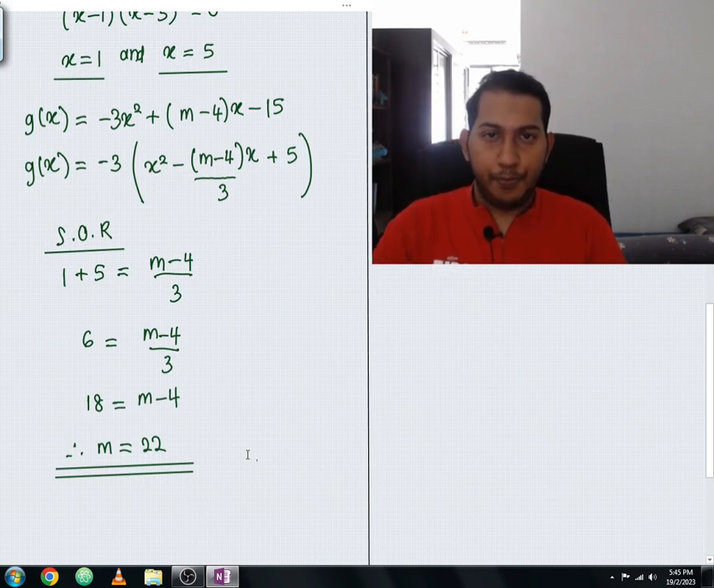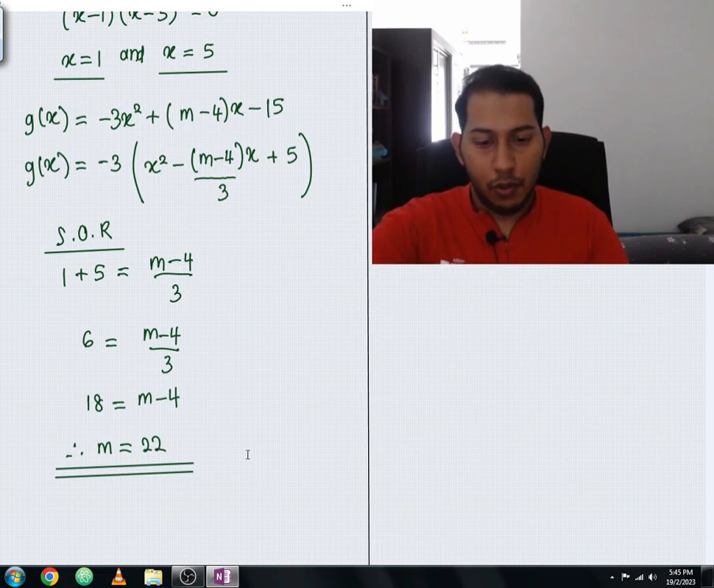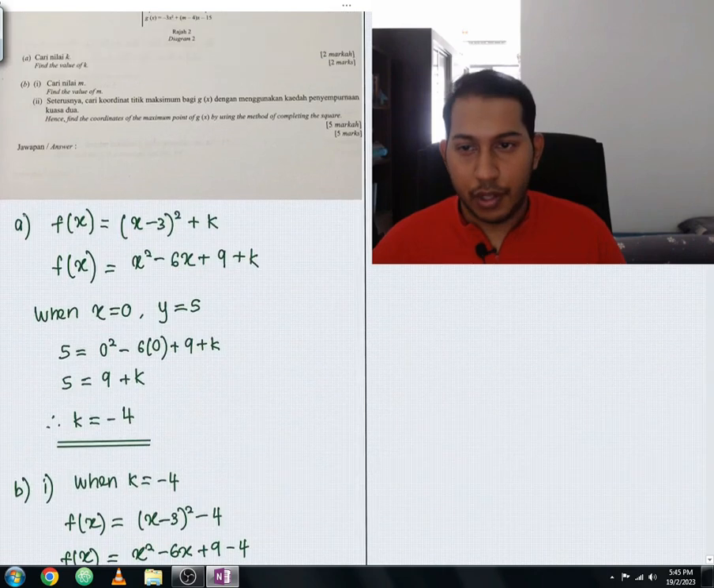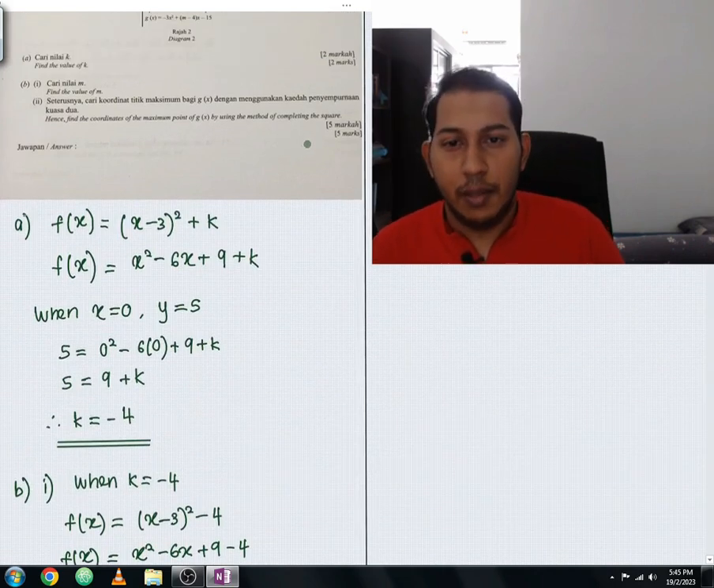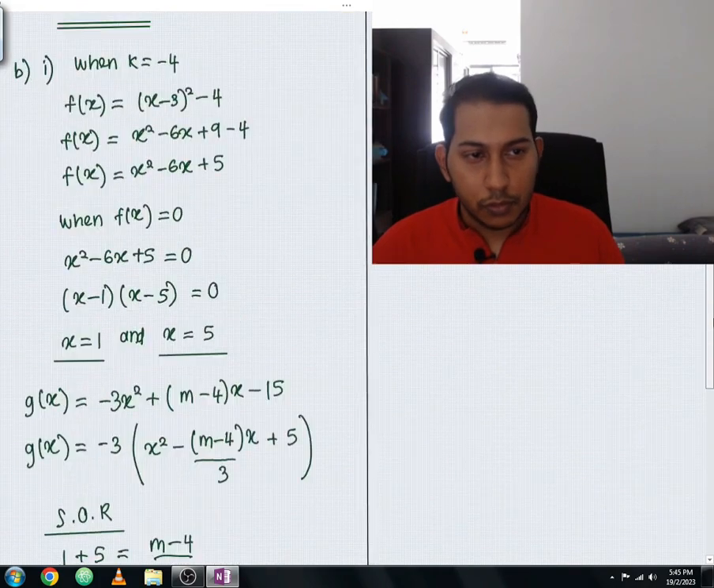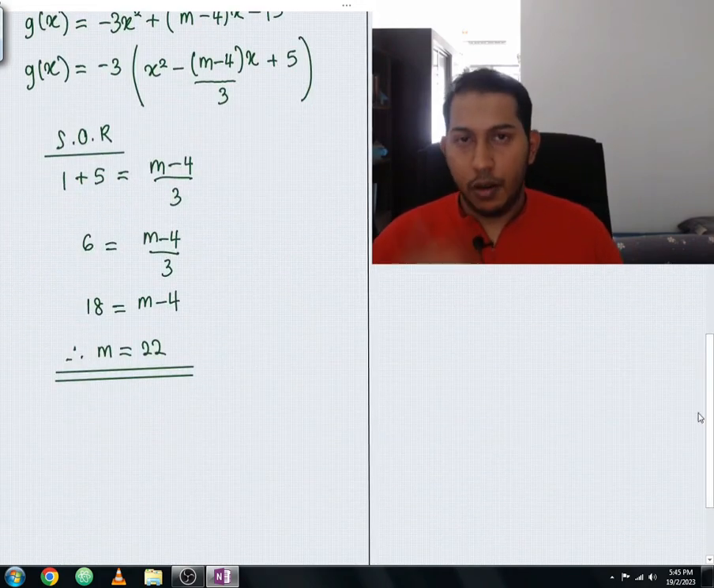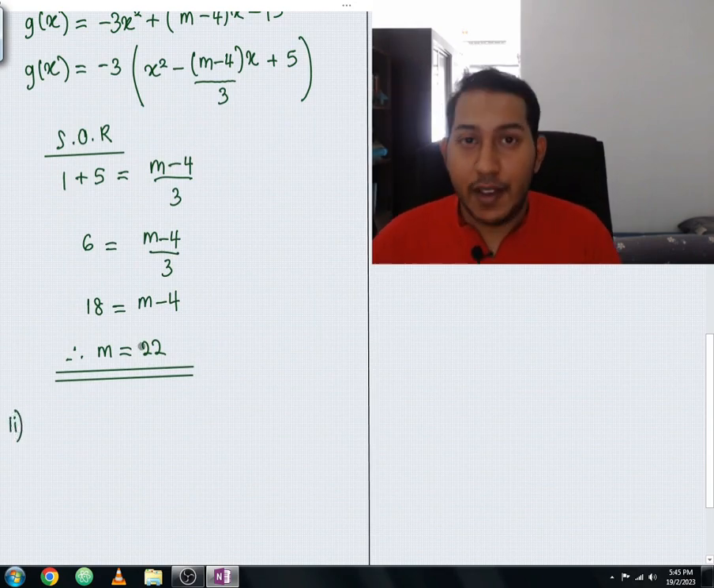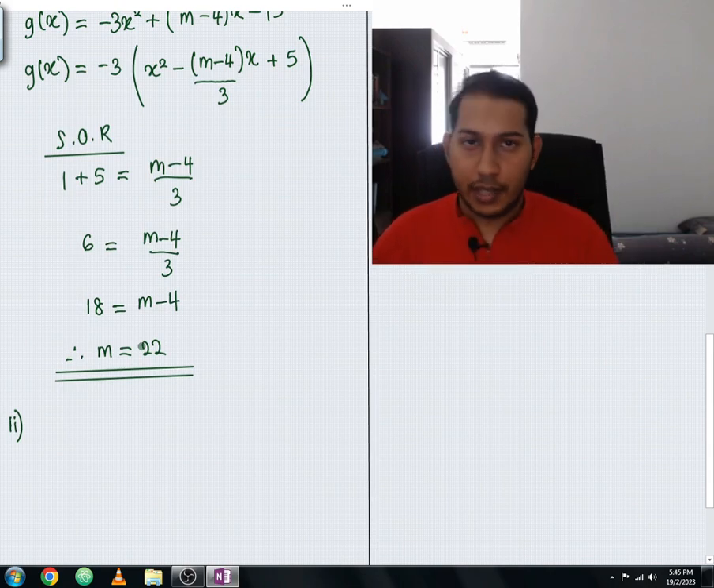So from here, let us proceed with our discussion for question B part 2, where we are required to find the maximum point for g(x) by using the method of completing the square. But before doing the completing the square, the very first step is to substitute the m value that we have just found into the g(x) equation.